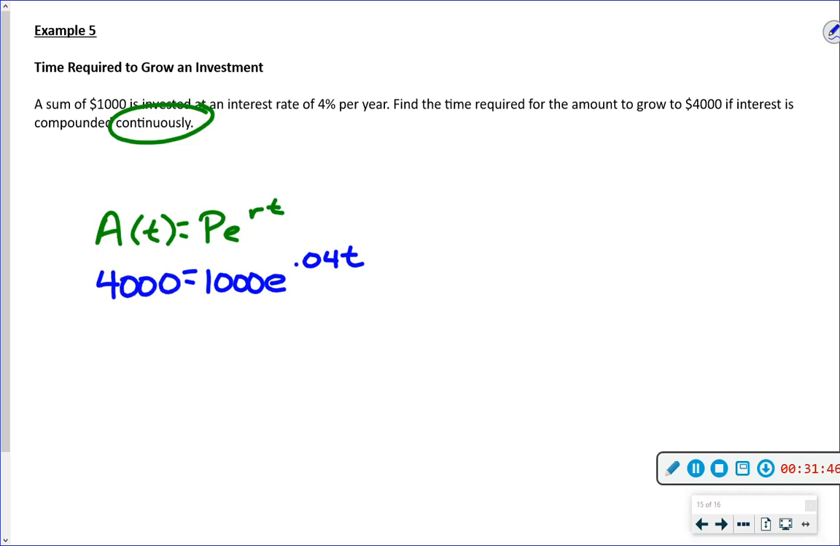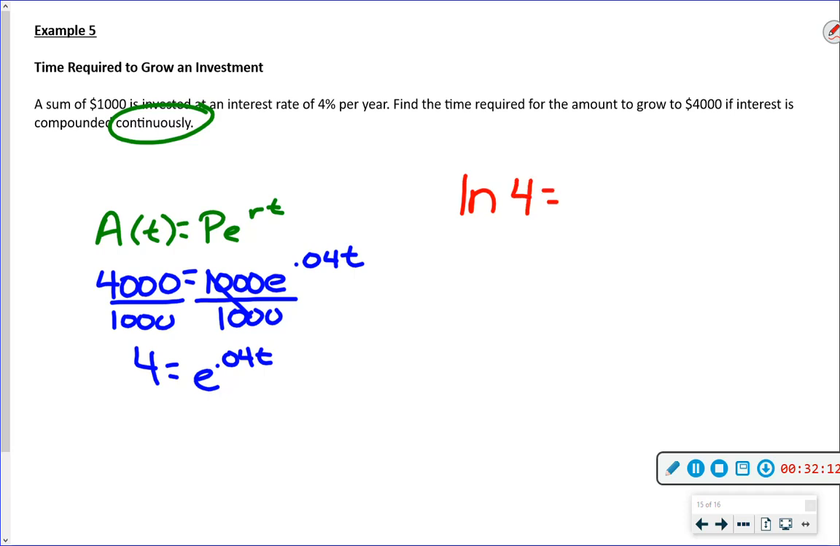So from here, I'm just going to go through and solve my equation. It's not magical. I'm going to divide off the 1,000. 4. Now again, just know your forms. You're in exponential, so we're going to switch into logarithmic. We're not going to write log base E, we're past it. So I'm going to have the ln of 4 equals the exponent. And then of course just divide off 0.04.